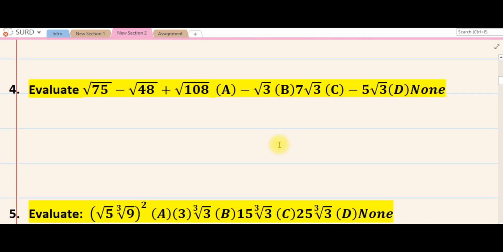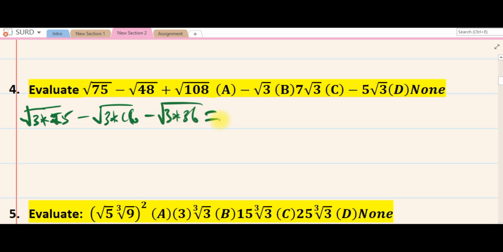So the next question, we are asked to evaluate root 75 minus root 48 plus root 108. The first thing we check is if they have the same radicand inside, because that's the only way we can add and subtract. So 75 is 3 times 25. So I can write root 75 as root 3 times root 25, minus 48 is 3 times 16, and 108 is 3 times 36. So here we have a common term, which is root 3. Root 25 is 5. So 5 root 3.